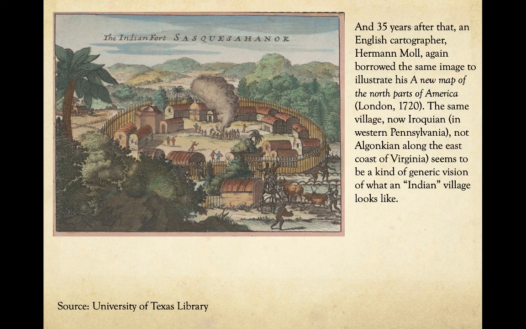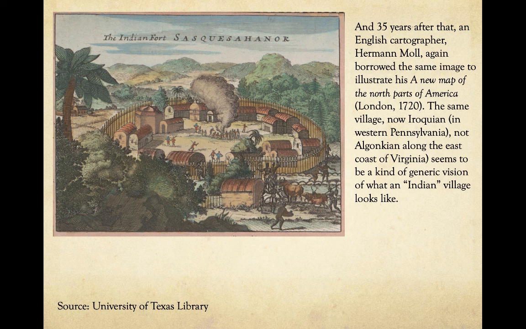Here's another one, 35 years after the last one. This one by an English cartographer, Herman Moll, very famous cartographer from the 18th century. This is one of his early maps of America, produced in 1720. And you can see the same village, now again a Susquehanna village, an Iroquoian village, now in western Pennsylvania, and it's not an Algonquian village, which the Virginian one had been, but it seems to be a kind of generic vision of what an Indian village looks like.